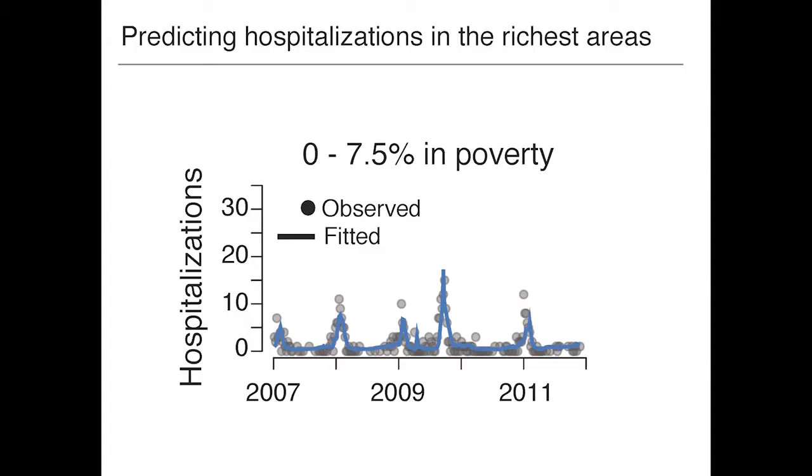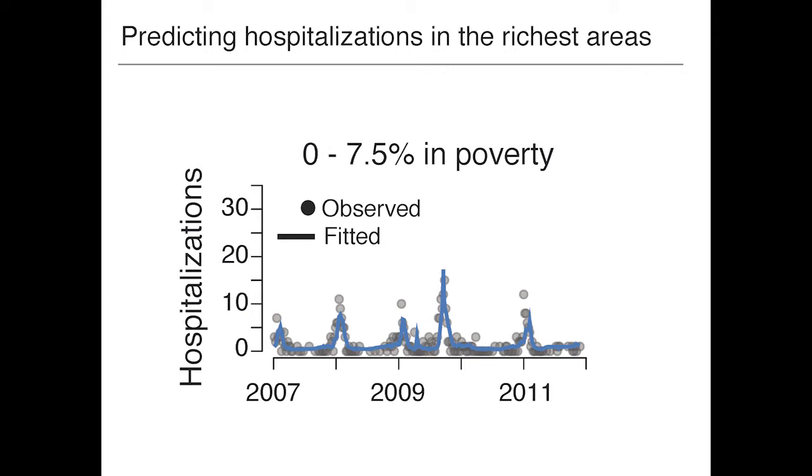And it turns out for the richest zip codes, we can do a pretty impressive job of predicting this. So going from 2007 to 2012, the data are the black circles here. So these are the number of individuals that actually walked in, were admitted as inpatients in the hospital, and had laboratory-confirmed influenza. And the blue curve is our 2-week ahead prediction of the number of cases.